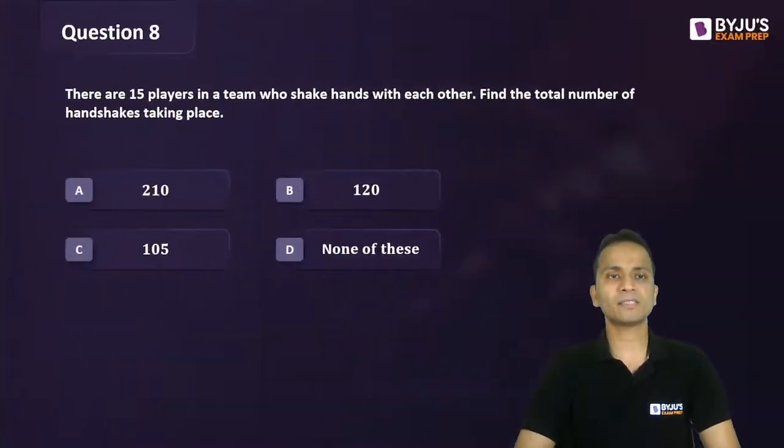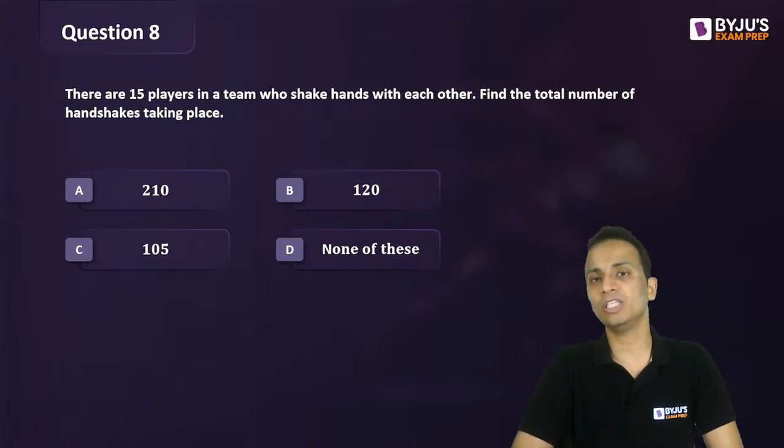Question number 8. There are 15 players in a team who shake hands with each other. Find the total number of handshakes. Simple, straightforward question. Find the total number of handshakes if 15 players in a team shake hands.